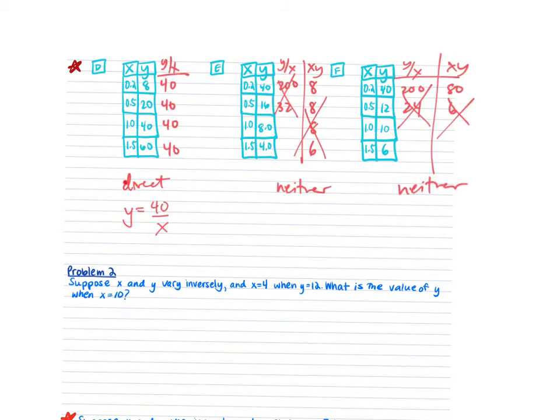Here, this one's direct, so it's not 40 divided by x, it's y equals 40 times x. That's direct. And then these two are both neither. This one looked like it was going to be inverse, but that last one did not match 8, so that was neither, and this was neither as well. So that's one way that they like to ask questions. You can figure it out just based on a table.